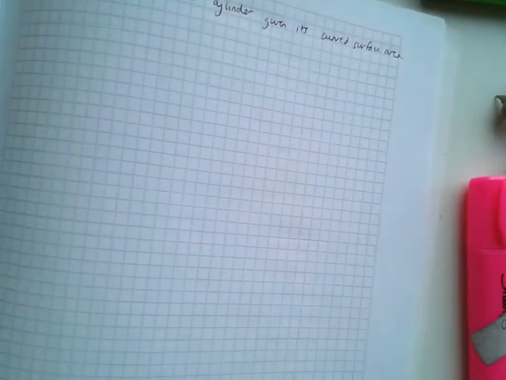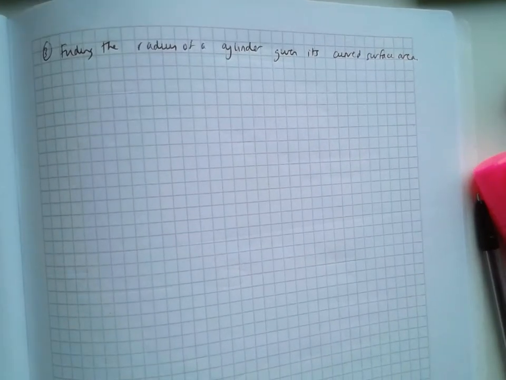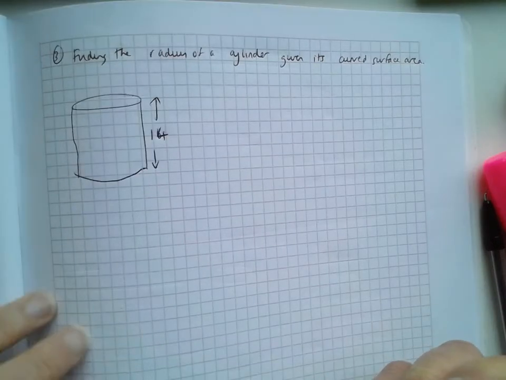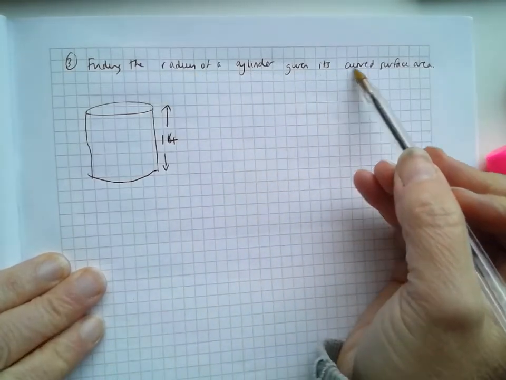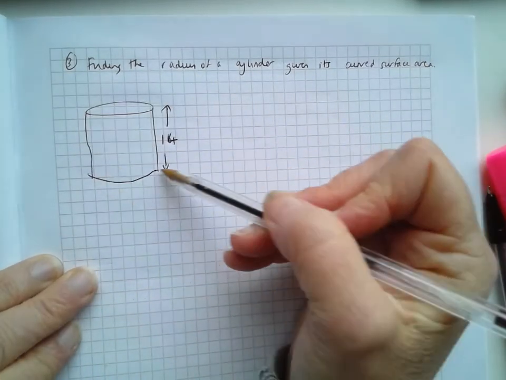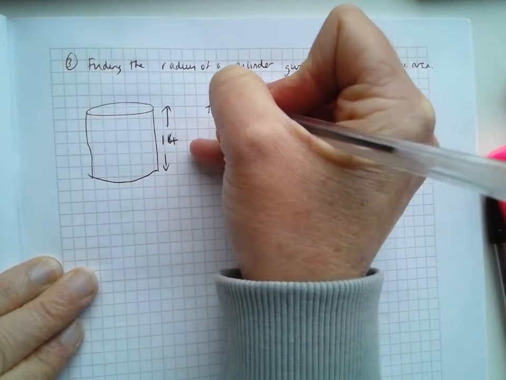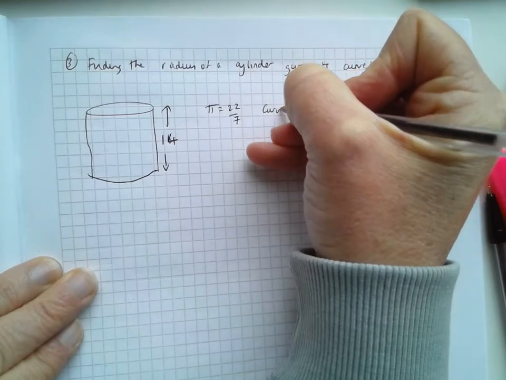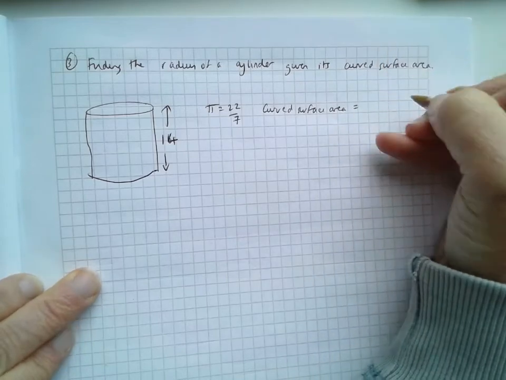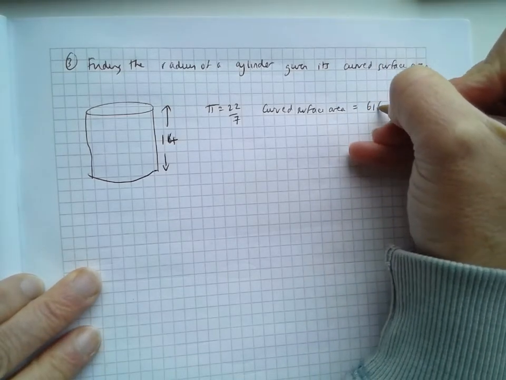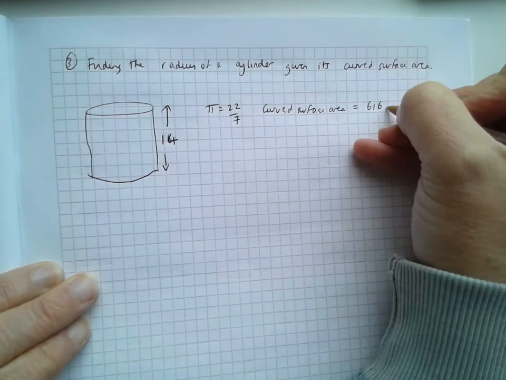I just need to pause the video for a moment, but that won't make any difference to you because I'll be straight back. So in this last example, we're being asked to find the radius of a cylinder given its curved surface area. So here's our cylinder. It's got a height of 14. We're told to take pi to be 22/7. We're told that the curved surface area, which if you remember is the branded area in a Pringles can, that bright green for sour cream and onion Pringles, is 616 centimeters squared.